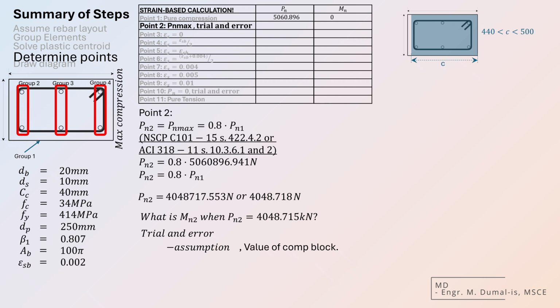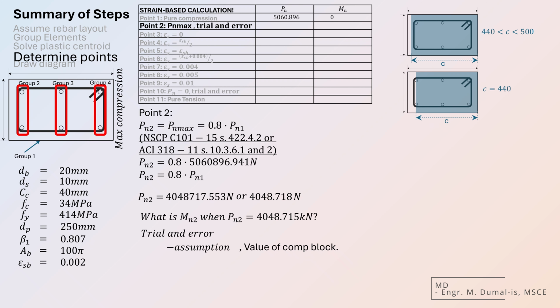Here are the key assumption zones. First, when c is between 440 and 500 mm, this means all rebars are within the compression block, so all groups act in compression. What we need to determine is whether each group yields or not, depending on how far it is from the compression edge.